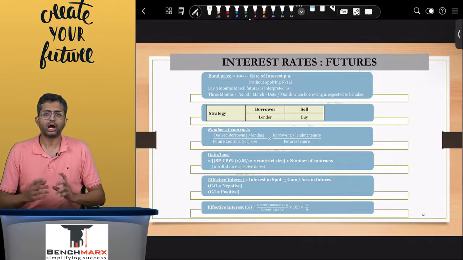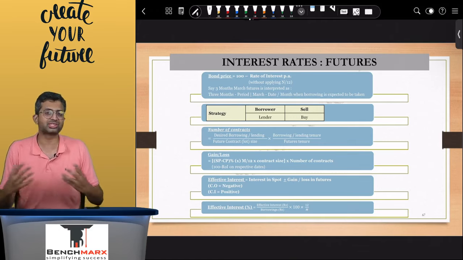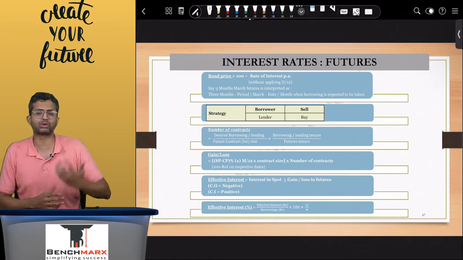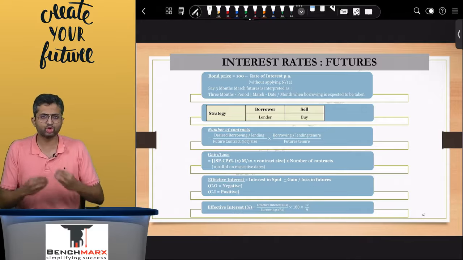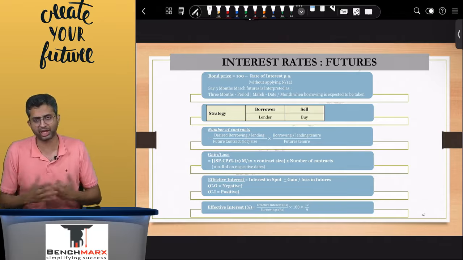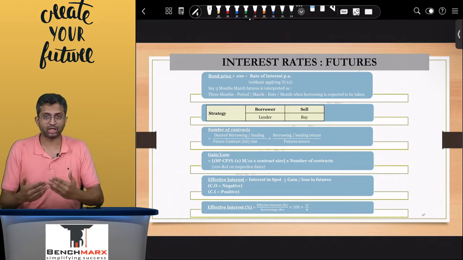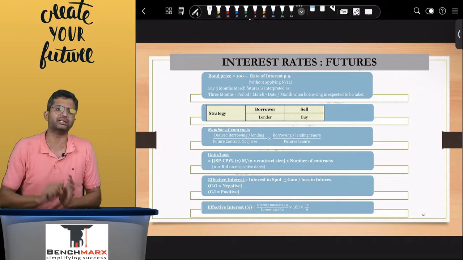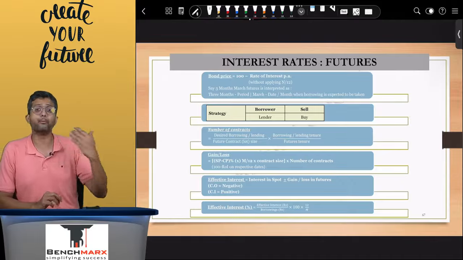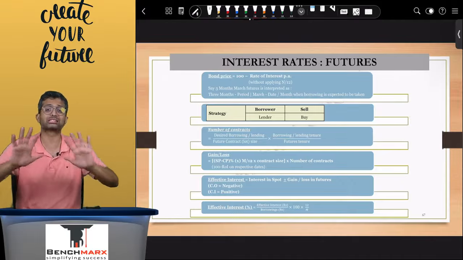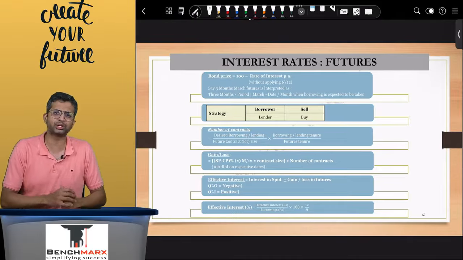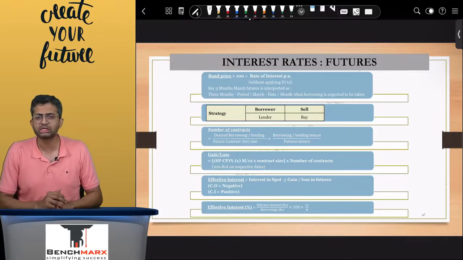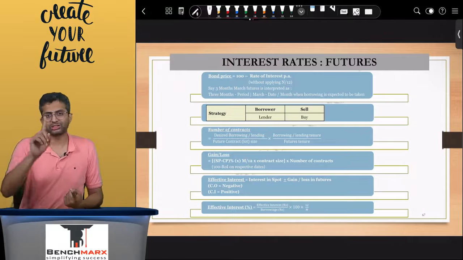Okay. Now, what are the steps that you have to do? First step is strategy. How do you determine the strategy? You should ask yourself, am I a borrower or am I a lender? A lender typically buys bonds, invests in bonds, and hence the lender will buy interest rate futures. On the other hand, a borrower typically issues or sells bonds, and hence the borrower will typically sell interest rate futures. Step 1, strategy.